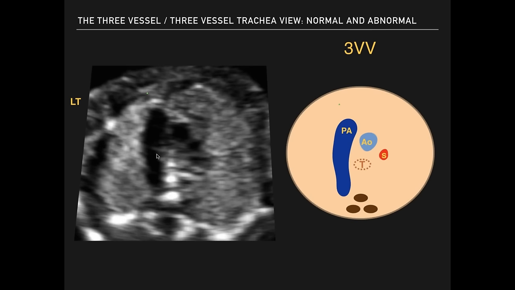So these vessels should be oriented from left to right, anterior to posterior, with an oblique orientation. Largest to smallest, the PA is larger, if not slightly equal to the aorta, and the SVC being the smallest. And remember, vessels are arranged in an oblique line.